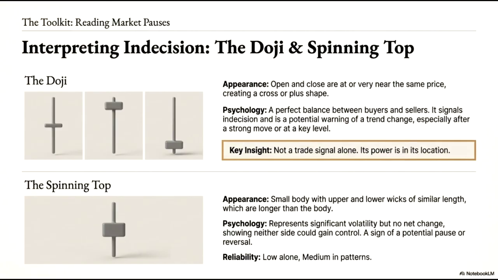Next, we have the spinning top. This candle features a small body with long upper and lower wicks of similar length. While it looks different from a doji, the message is similar. It represents significant volatility during the session, but resulted in no net change. It shows that neither the bulls nor the bears could gain control, suggesting a potential pause or reversal. In terms of reliability, a spinning top is weak in isolation, but it becomes a much more reliable indicator when it forms part of a larger multi-candle pattern.